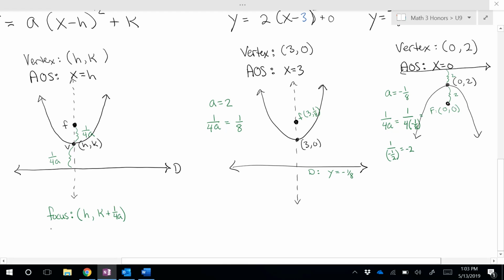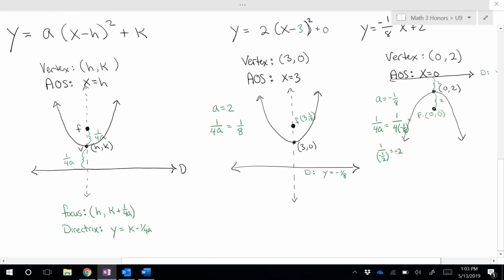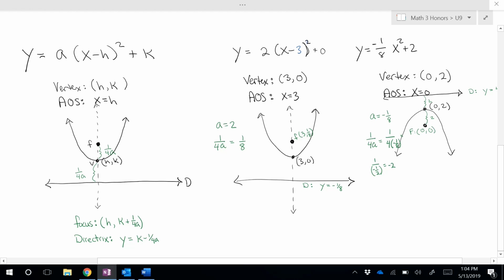And for our directrix, that would be y equals, what would you write? k minus 1/4a. Good. All right. So those are the two new pieces, the focus and the directrix.